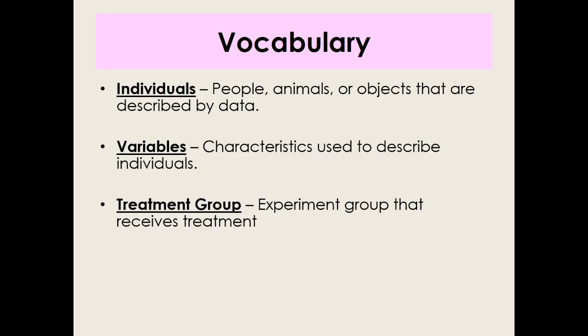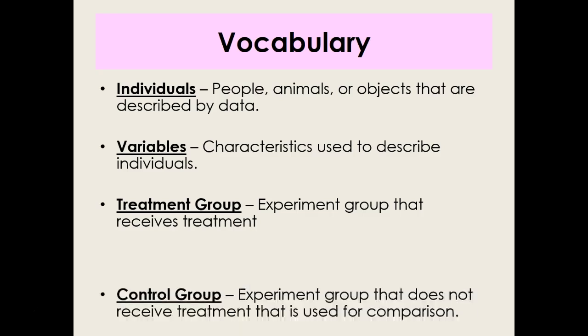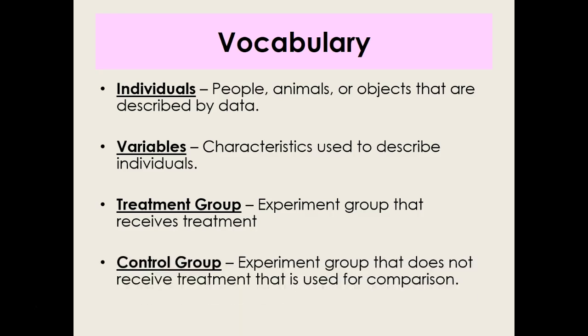Treatment groups are experimental groups that receive some sort of treatment. There's something that they are asked to do or that they are given that is out of the ordinary for them. And a control group is an experimental group that does not receive the treatment. We use this so that we have some point of comparison for the treatment group, so that we know whether the treatment is performing better than no treatment at all.